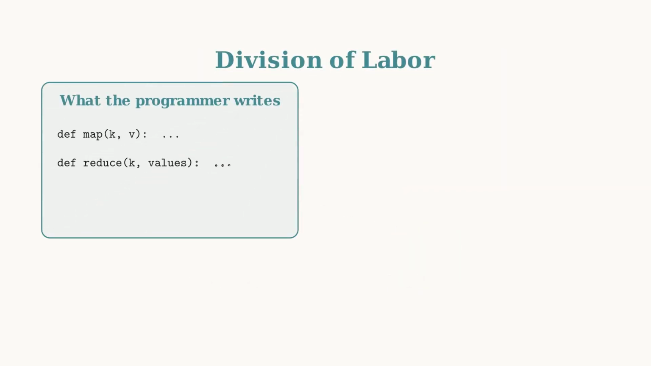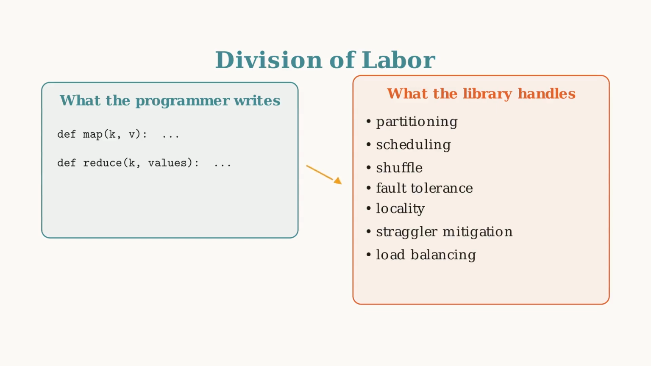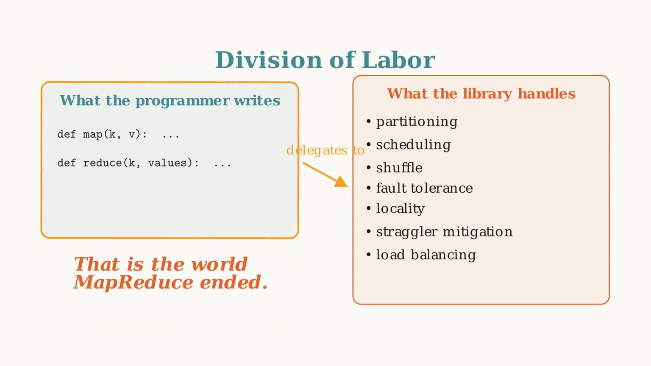Pause on this for a moment. Try to picture writing your own distributed word counter from scratch. You need a task queue, a heartbeat protocol, a retry mechanism, a shuffle implementation, a checkpointing scheme, and a way to detect stragglers. Now imagine none of that existed as a library. That is the world MapReduce ended.